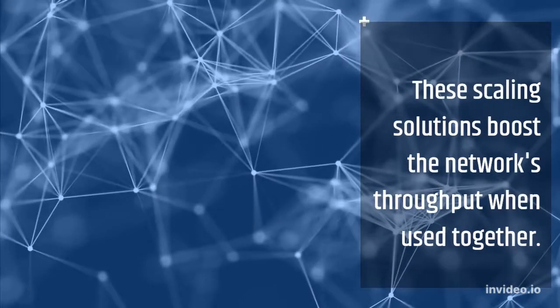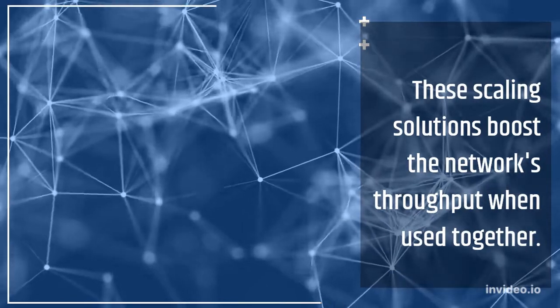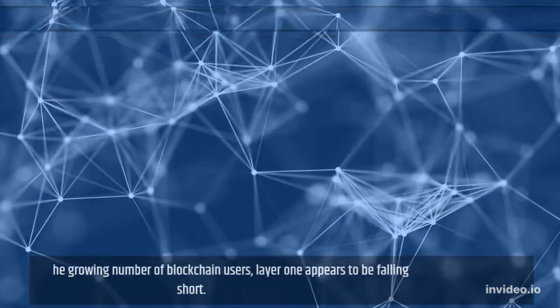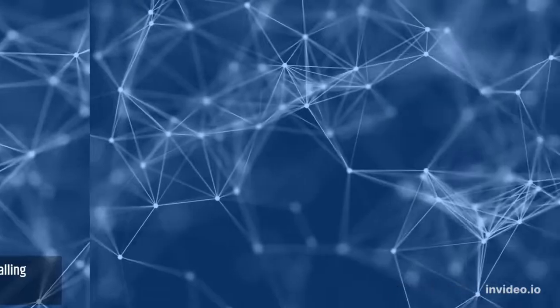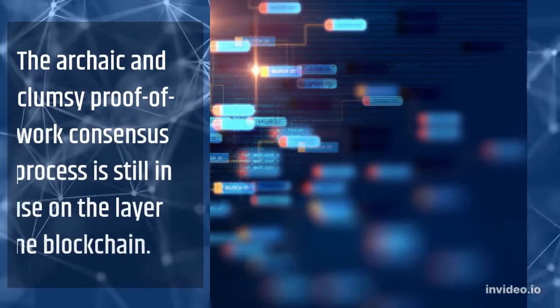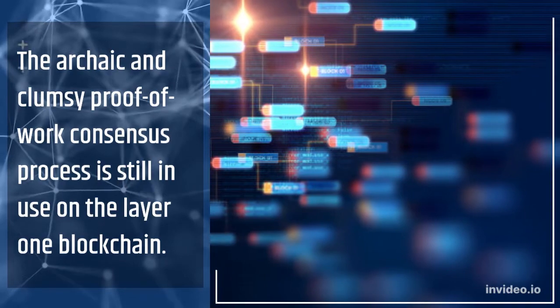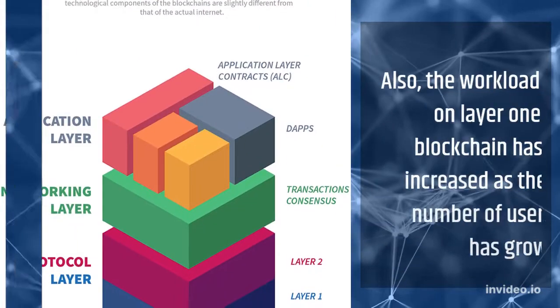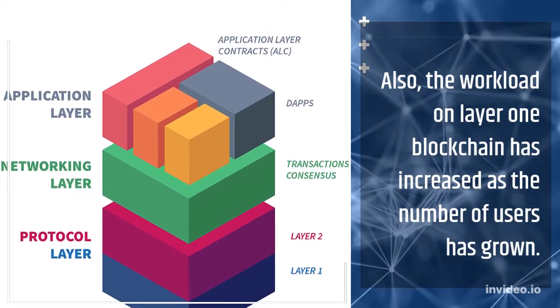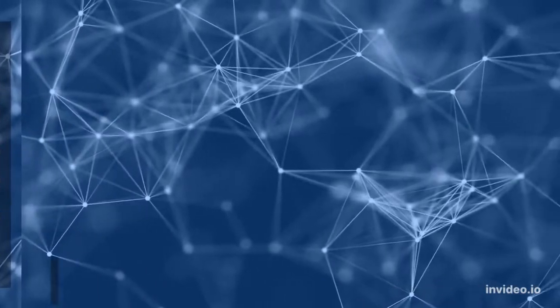These scaling solutions boost the network's throughput when used together. However, with the growing number of blockchain users, Layer 1 appears to be falling short. The archaic and clumsy proof-of-work consensus process is still in use on the Layer 1 blockchain. Also, the workload on Layer 1 blockchain has increased as the number of users has grown.